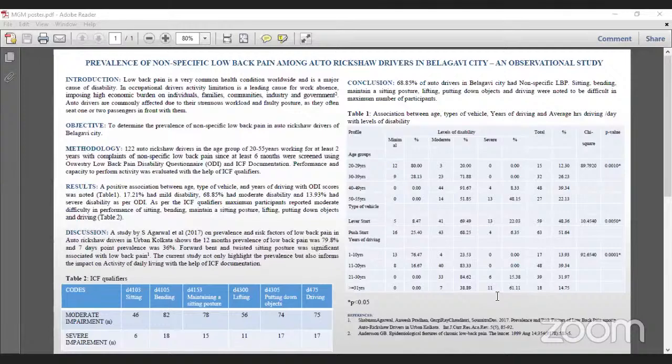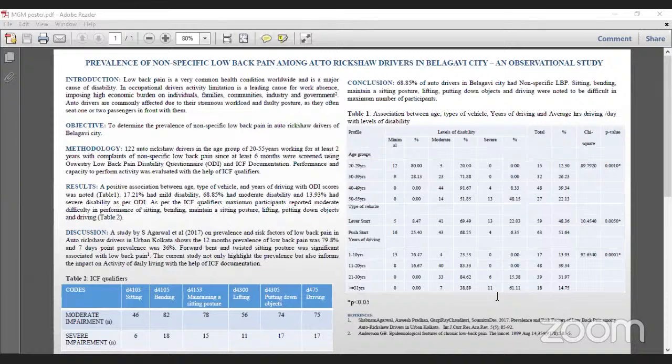My title for poster presentation is Prevalence of Non-Specific Low Back Pain Among Auto Rickshaw Drivers in Belagavi City, an Observational Study. Introduction: Low back pain is a very common health condition worldwide and is a major cause of disability. In occupational drivers, activity limitation is a leading cause for work absences, imposing high economic burden on individuals, families, communities, industry, and government. Auto drivers are commonly affected due to their strenuous workload and faulty posture, as they often seat one or two passengers in front with them.